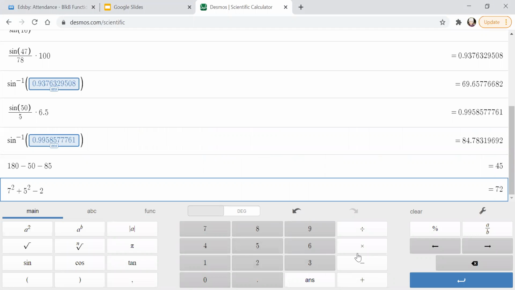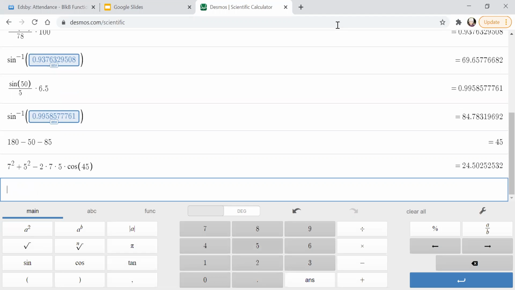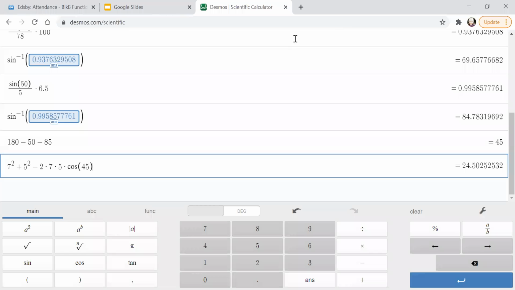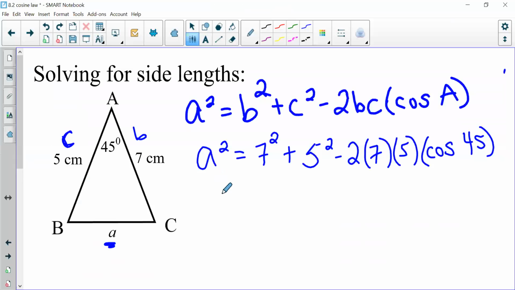Minus 2 times 7 times 5 times cosine. Remember to hit cosine. We're switching to cosine, not sine, this time. 45. So 24.5. So just a question, is that the length of side A?